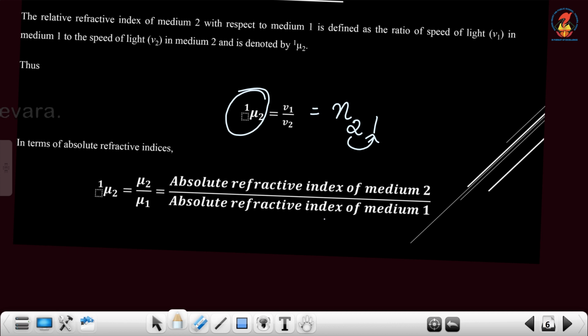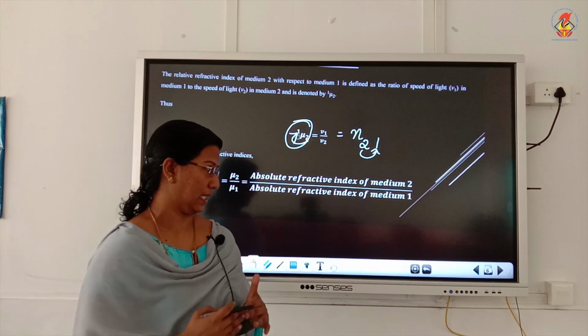In the same way, you can write the refractive index in this format also. It is the ratio of the refractive index of medium 2 with respect to medium 1. It is given by V1 by V2, and it is known by the name relative refractive index.